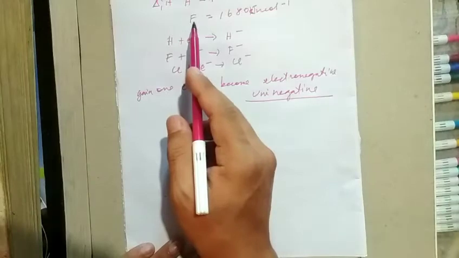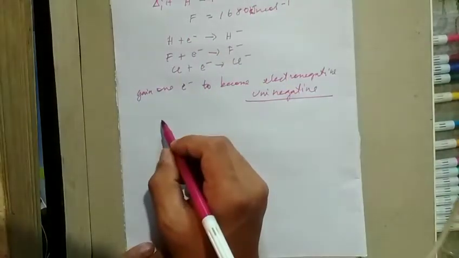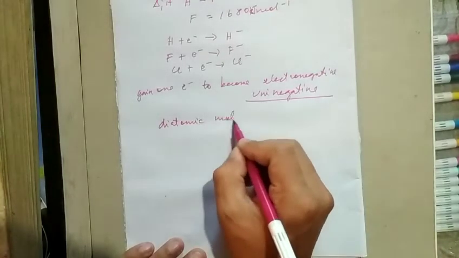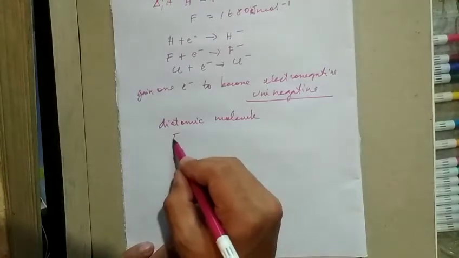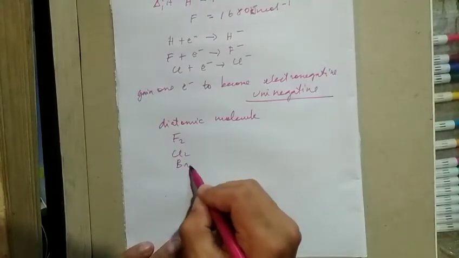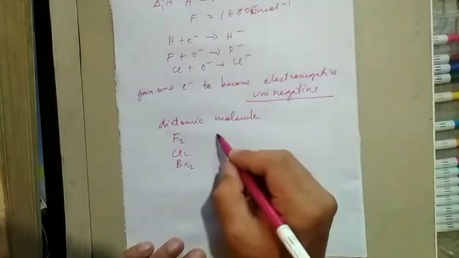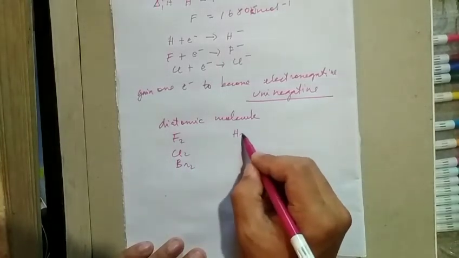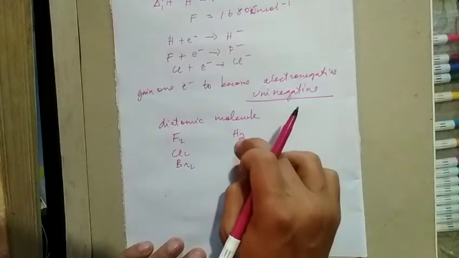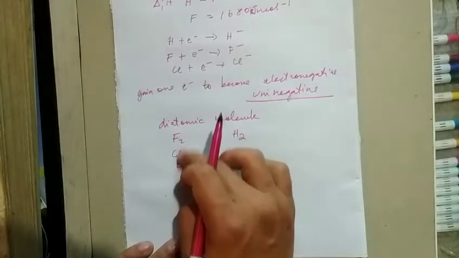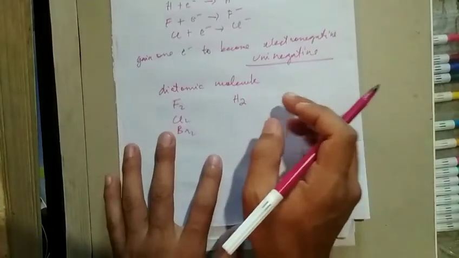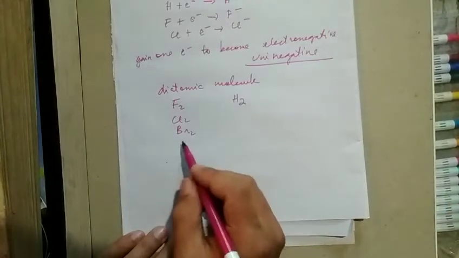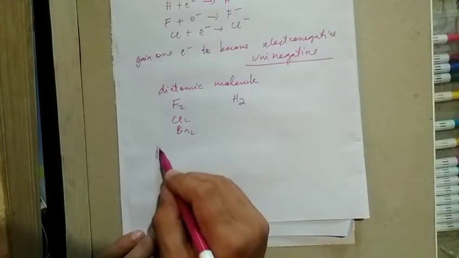Like halogens, hydrogen also exhibits diatomic molecules, existing as diatomic molecules like F2, Cl2, Br2. In this case two fluorine atoms combine to give F2. In the same way, two hydrogen atoms combine to give H2. So H2 exists in diatomic form, even like halogens. This is the similarity between them. The difference is in reactivity.